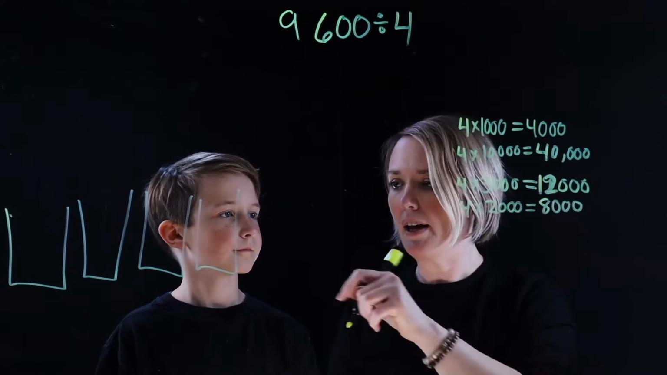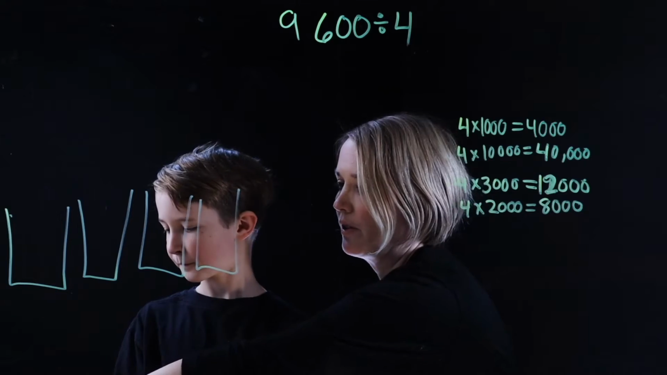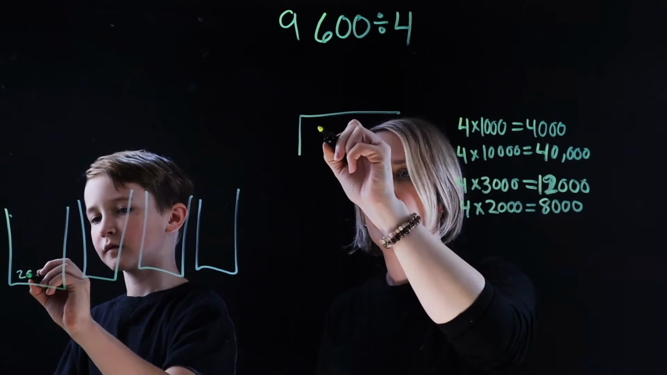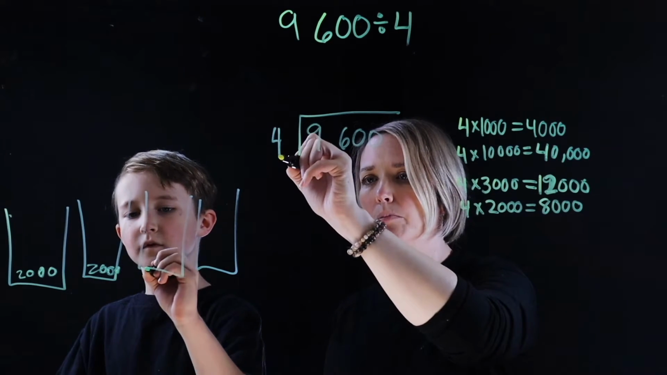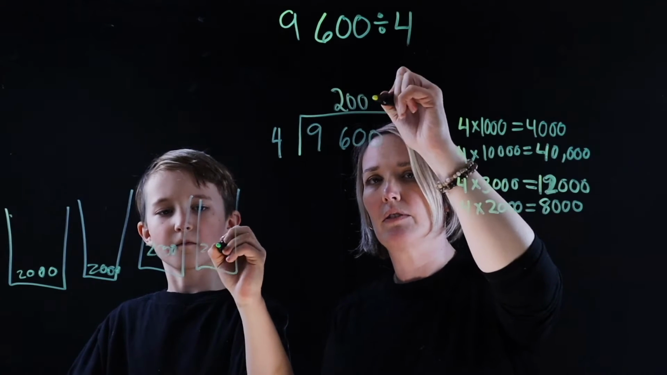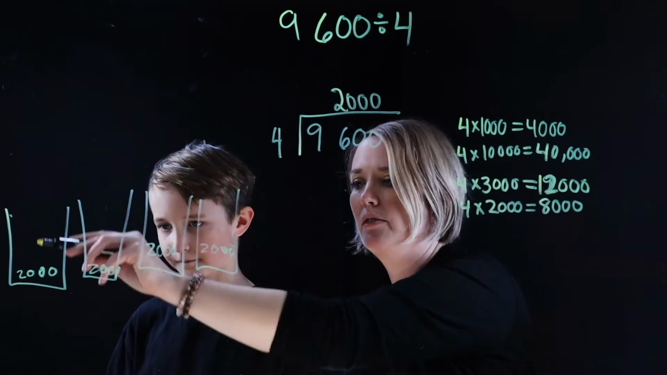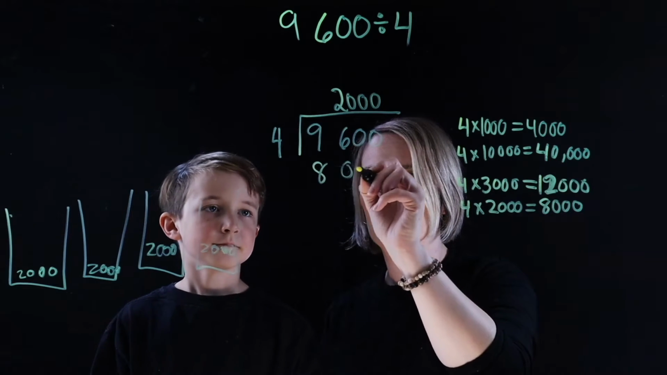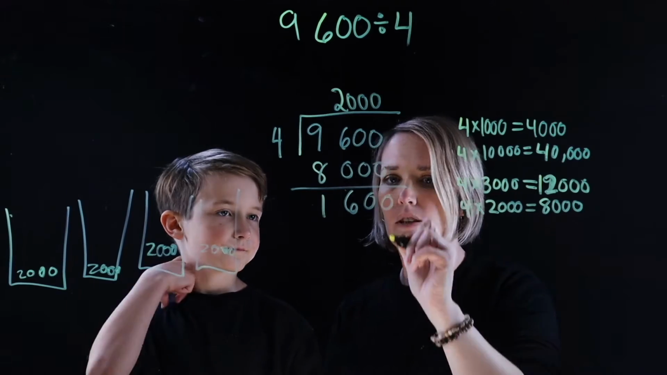So let's go ahead. Can you put down 2,000 in each one of these bags? I'm going to write something out that people are probably used to seeing. 9,600 is how much we have to give out, and we're dividing it by 4. I'm going to put 2,000 up here to record that you've given out 2,000 to each one. In total that's 8,000, since 2,000 times 4 is 8,000. So I still have 1,600 to give out.